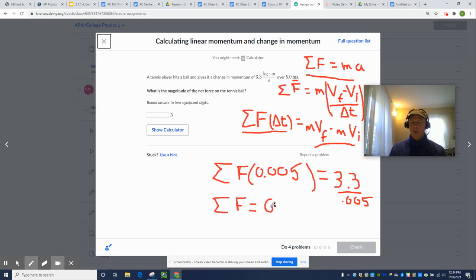660 newtons. Could you impart a force of 660 newtons with a tennis racket? I don't know. Let me divide by 4.45. I'm an American. And 148 pounds of force. It seems big. I don't know. Anyway, let's get this confetti. 660 is two significant figures.